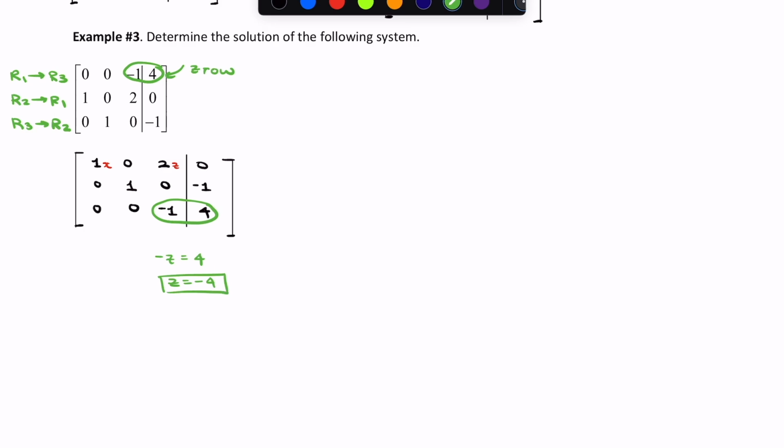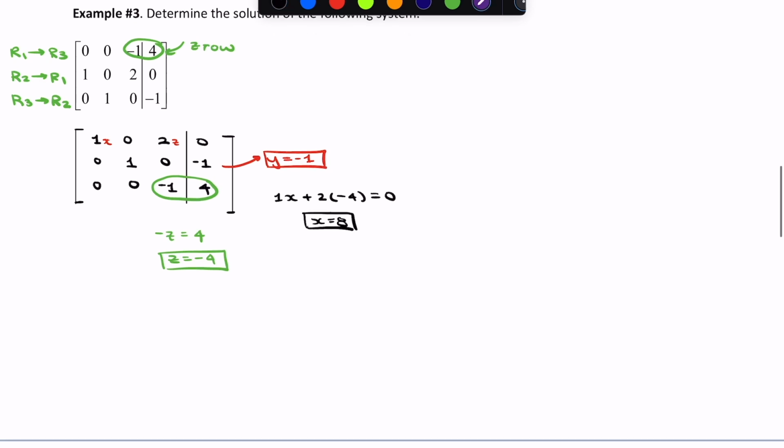From that, we can take our equation. We also know in our second row that y is equal to -1. Here we can take our initial equation to find x. So we have 1x plus 2 times z, which is -4, is equal to 0. And so x is equal to 8. Therefore, our point of intersection will be at 8, -1, and -4.